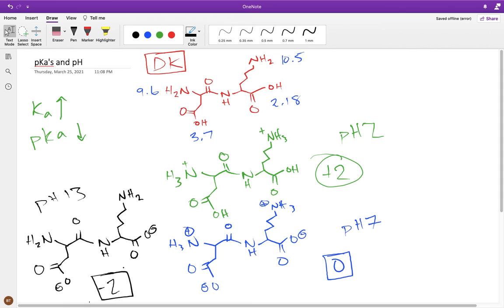As you can see, being on the basic side of an acidic group is going to make it negatively charged, and being on the basic side of a basic group is going to make it neutrally charged, as you can see here with what we've done.